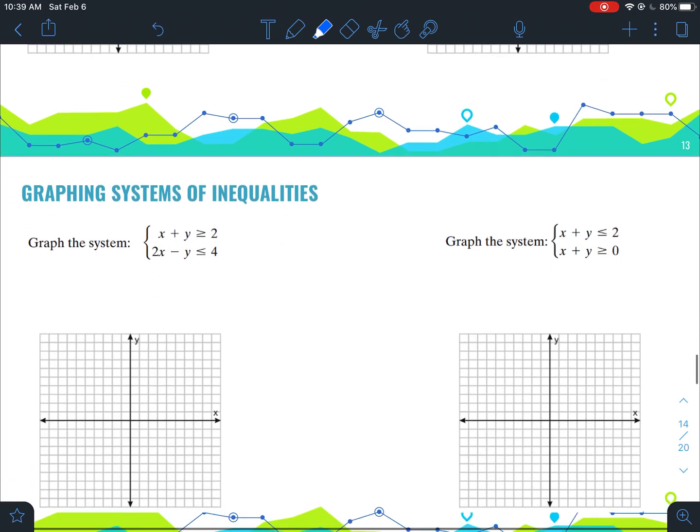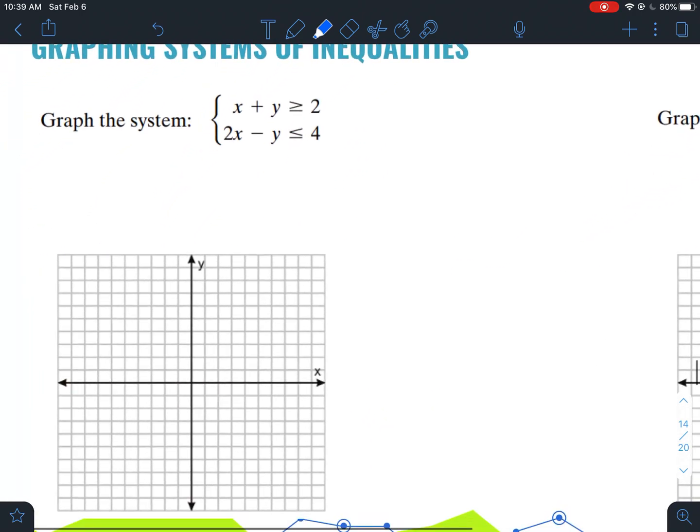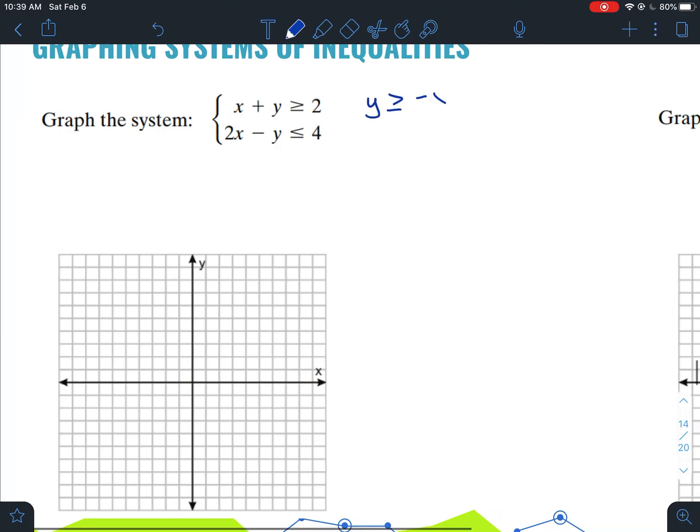Okay. Graphing systems of inequalities. You would graph them each, and where their shading overlaps is your solution. So solve the first one for y. So we have y is greater than negative x plus 2. We would start at positive 2 and then go down 1 over 1. It's going to be a solid line, and then it's saying y is greater, so we would shade above the line.